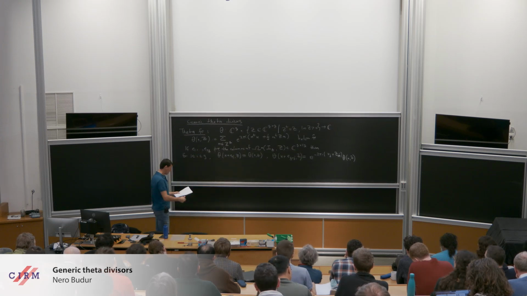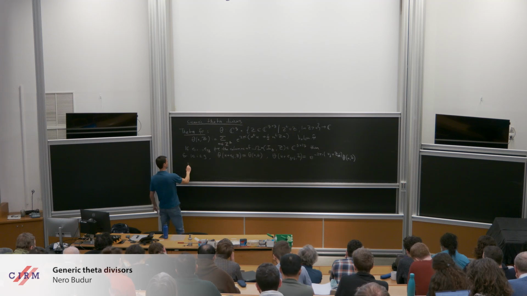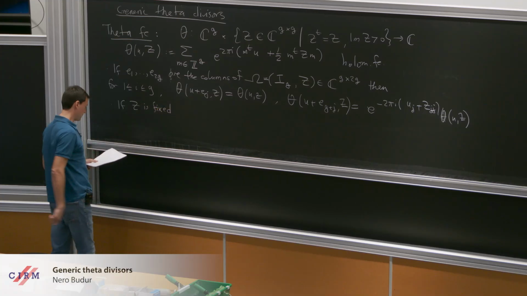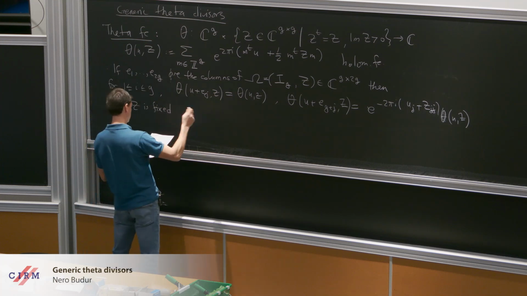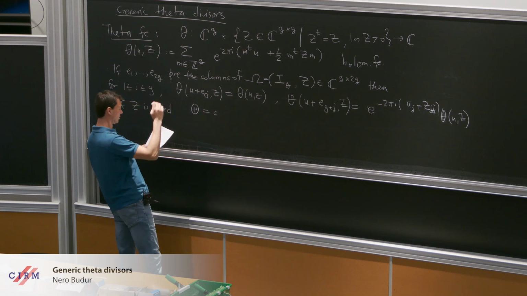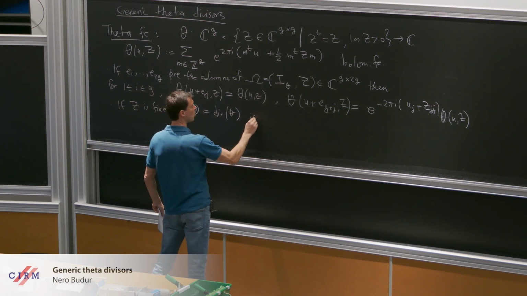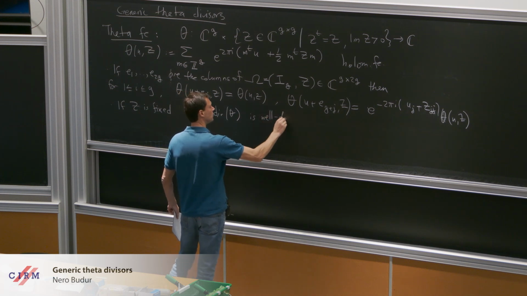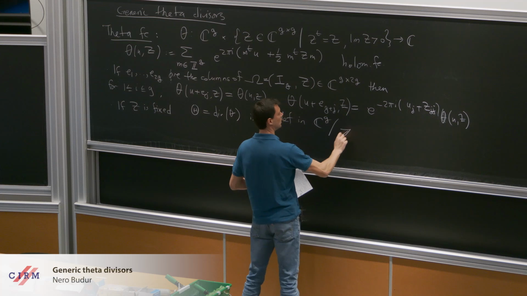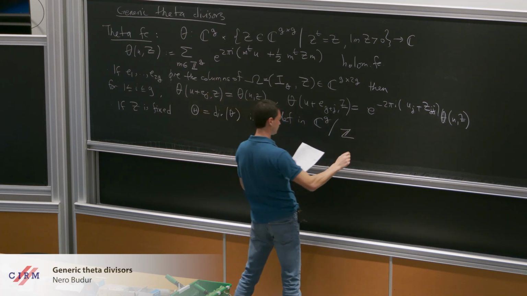So that's a classical object. And this quasi-periodicity gives you the following. If Z is fixed, then the divisor of theta, the zero locus, which is denoted by this bold theta, is well defined in the quotient of C^g by the lattice spanned by the e_j's.